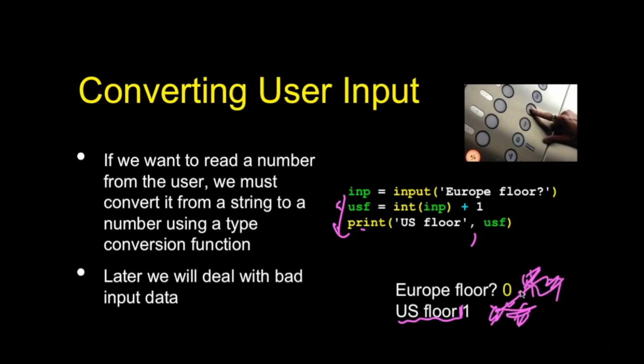Hang on. Let me clear this. I wasn't thinking clearly. I could type in 4 and it would give me back 5. I could type in 6 and it would give me back 7. See, I'm confused. Haven't been in Europe in a couple of months, and so I forgot all about the floors. But that's the idea. Now, this is a super simple program.